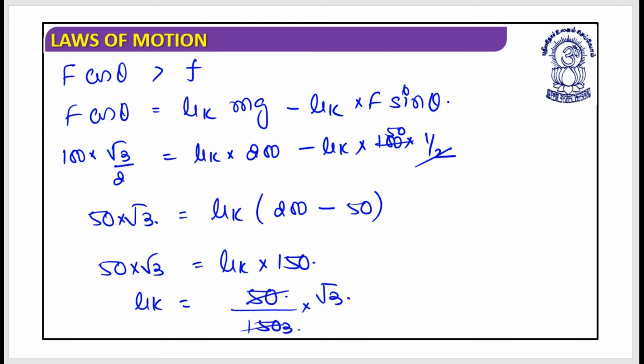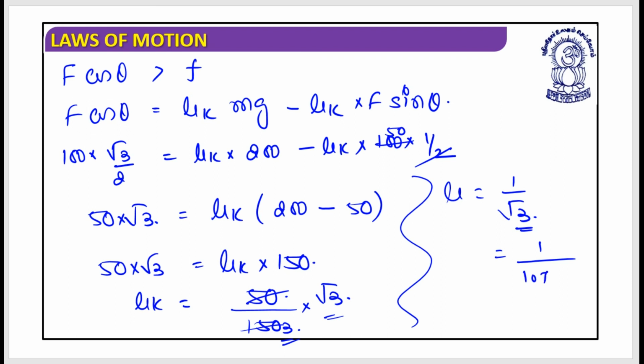This is 53. So mu could be, this is 3, this is root 3, it could be 1 by root 3, which is 1 divided by root 3, it's 1.732. I hope this is clear. Yes, it is less than 0.6. Got this? Have you got this?